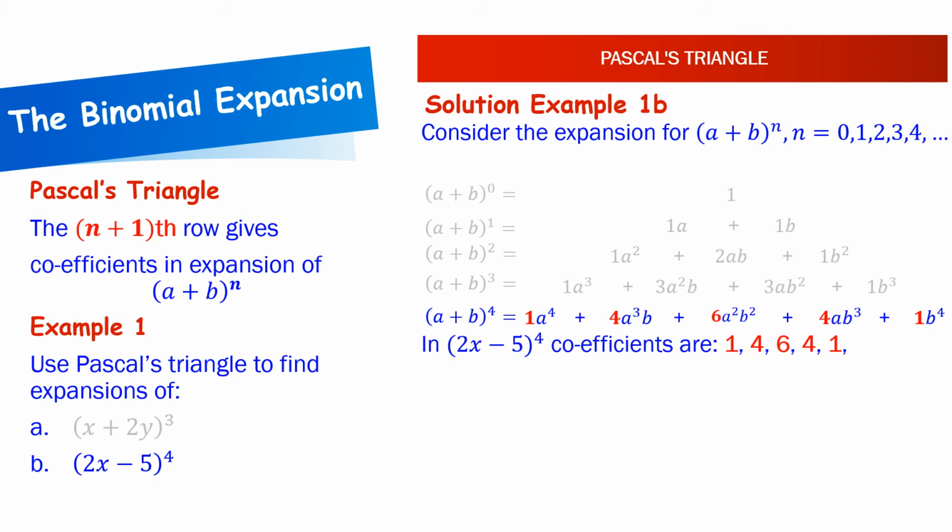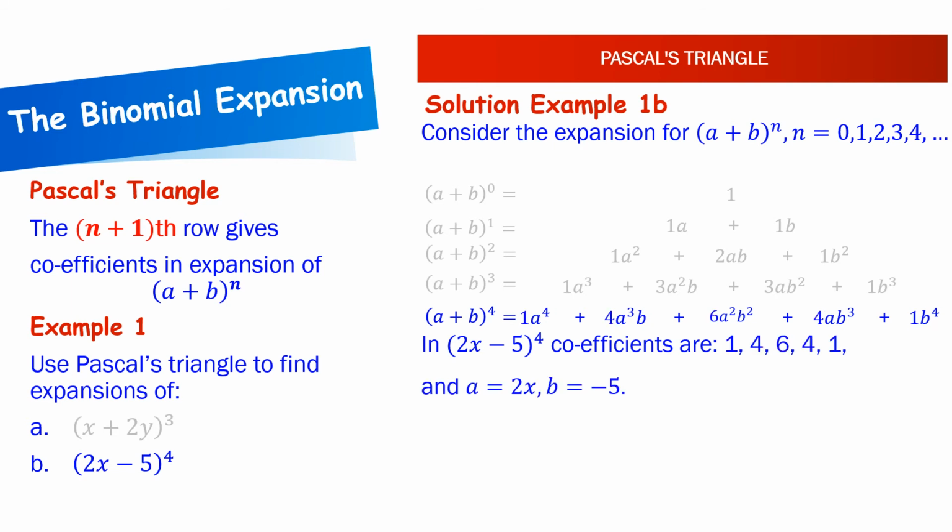And now for exercise 1b. We need to expand the expression (2x - 5)^4. The expansion for (a + b)^4 has been highlighted on your screen in Pascal's triangle. Notice the coefficients that are relevant to us are 1, 4, 6, 4 and 1.